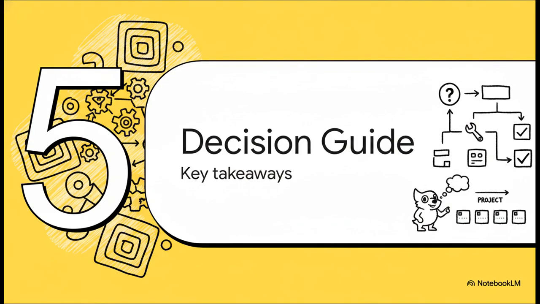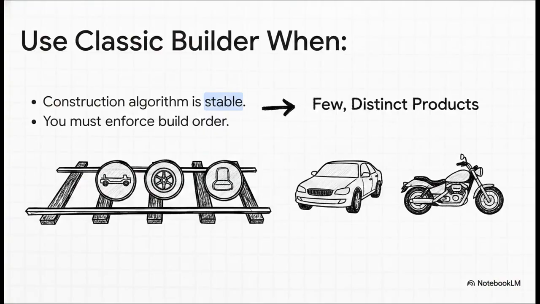Okay, so you've got two powerful patterns in your toolbox now. How in the world do you choose the right one for your next project? Let's distill all of this down into a super clear decision guide. You're going to want to reach for the classic builder pattern when your construction process is stable and repeatable. If the order of the steps is absolutely critical and you're building a few very distinct types of an object, this pattern gives you that structure and safety you need.